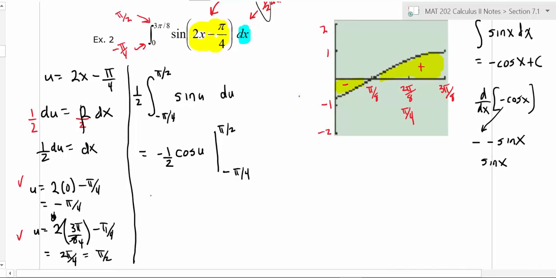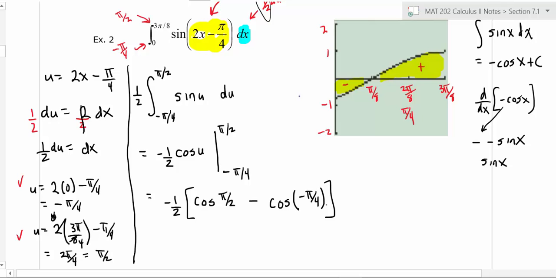Now the fundamental theorem, when you have a constant, you can just bring that constant out. The fundamental theorem says to evaluate the upper limit of the antiderivative. So we're going to do cosine pi over 2 minus, the fundamental theorem tells us to do that, cosine of negative pi over 4 like that.